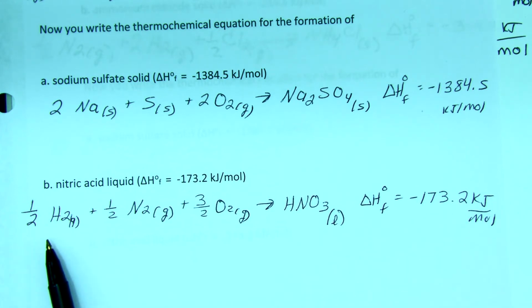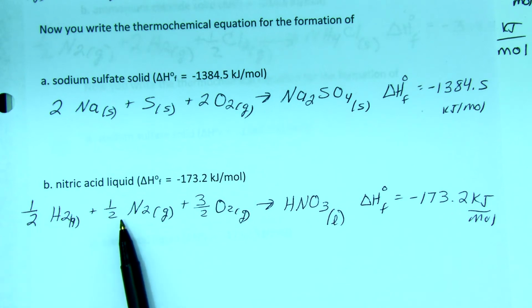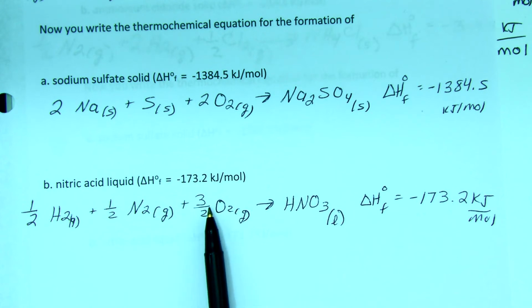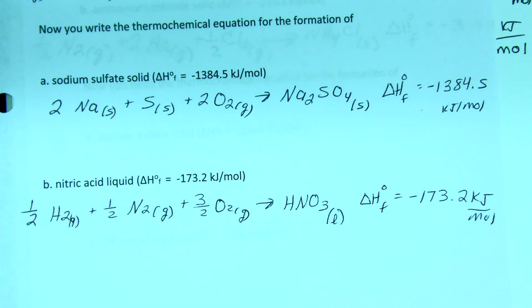And we need 1 hydrogen, so 1/2 mole of hydrogen gas. 1 nitrogen comes from 1/2 mole of nitrogen gas. And 3 oxygens, 3/2 moles of oxygen gas. So do you see now, again, how important it is that you know the nomenclature and you get familiar with the periodic chart? Yes, question.